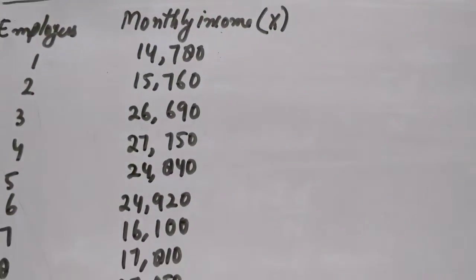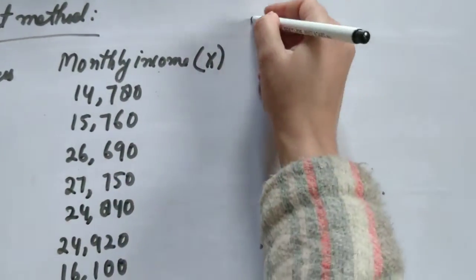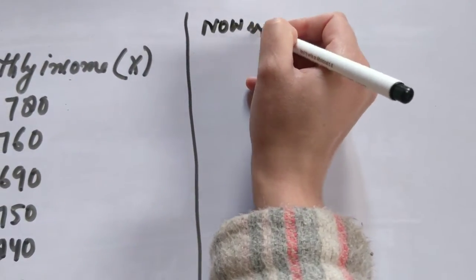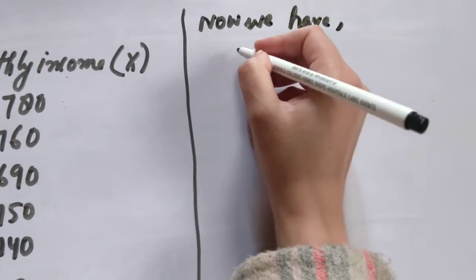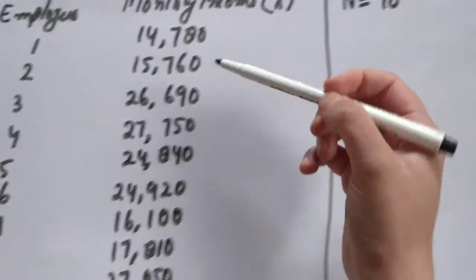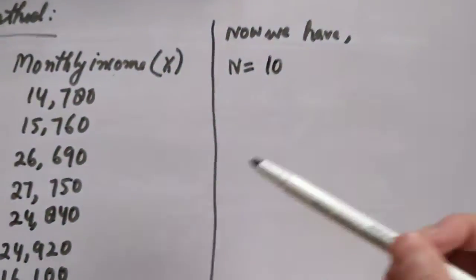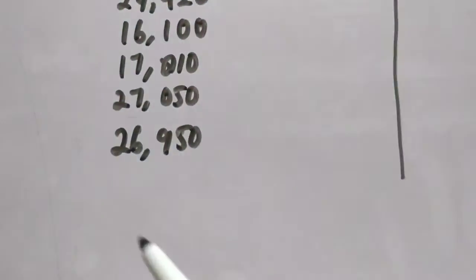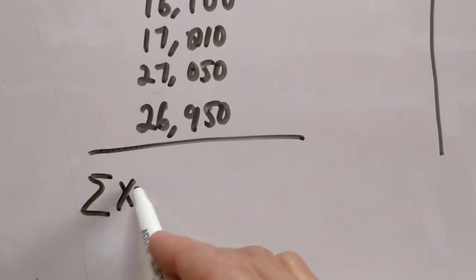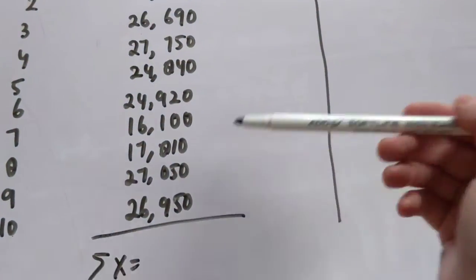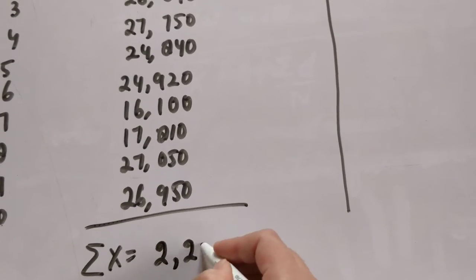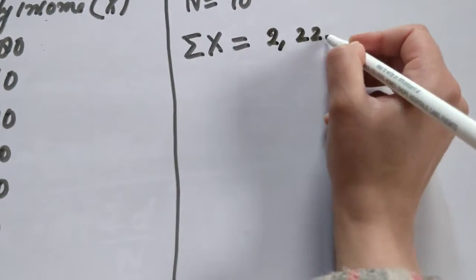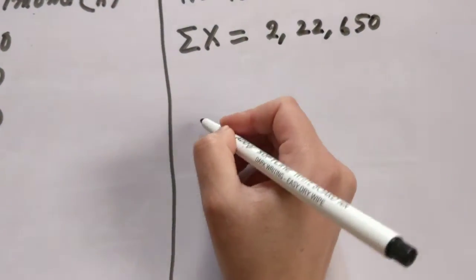Now let's take an example and let's solve this question by direct method. Okay, we have this series of data. We have 10 individuals and their incomes respectively. Now we have 10 individuals, that means n is equal to 10, that means we have 10 observations. And now what is summation of x? We have to sum up all these incomes and get a final value, that is 2,22,650.